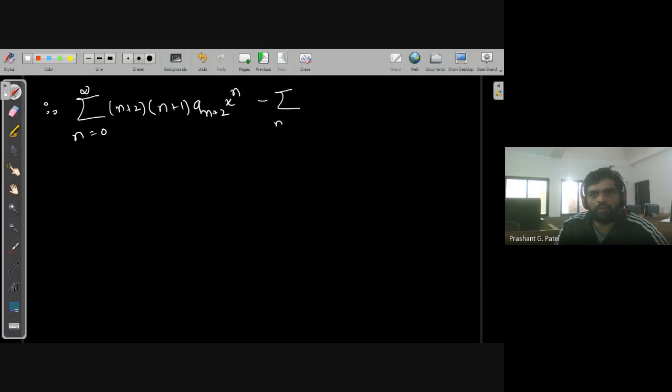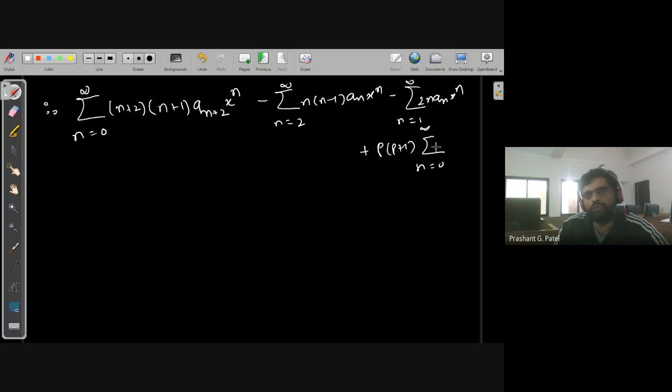Summation n running from 2 to infinity n into n minus 1 a n x raised to n, minus summation n running from 1 to infinity 2 into n a n x raised to n, plus p into p plus 1 summation n running from 0 to infinity a n x raised to n, equal to 0.